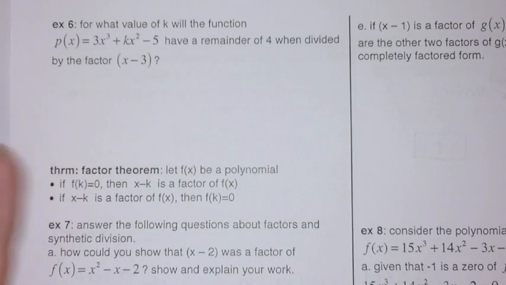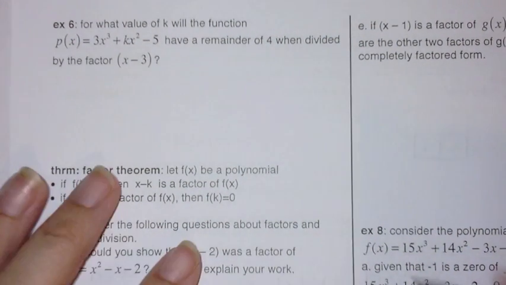Whew, on to the back side. So for what value of k will the p function, right here, have a remainder of 4 when divided by the factor x minus 3? This is just something that's really making sure you know what's going on, and I'm going to show you two different ways to do it.